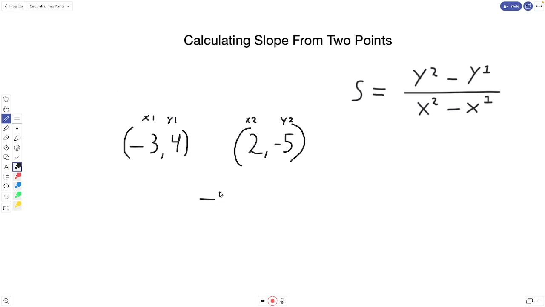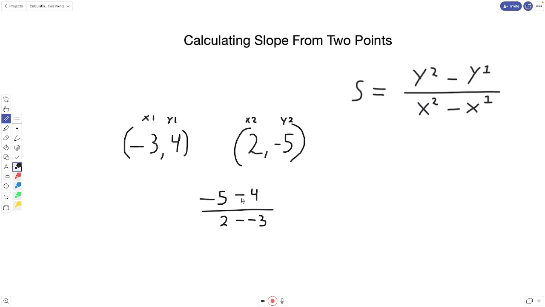So now let's write it out. We're going to do y2 minus y1. So -5 minus 4 over 2 minus, and then we have a negative sign, -3. So we put two negative signs because we have a minus as part of the equation and a minus sign with a -3. So that's going to be two minus signs back to back. And as you may know from integer rules, that makes a plus sign.